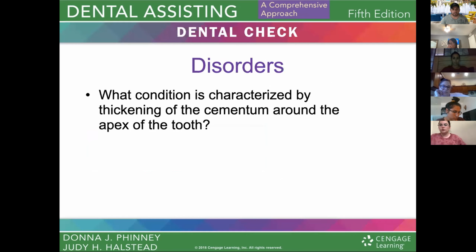All right. So what condition is characterized by the thickening of cementum around the apex of the tooth? Who can tell me? Hypercementosis. Very good, hypercementosis. Right, so that's when the cementum around the apex of the tooth thickens.